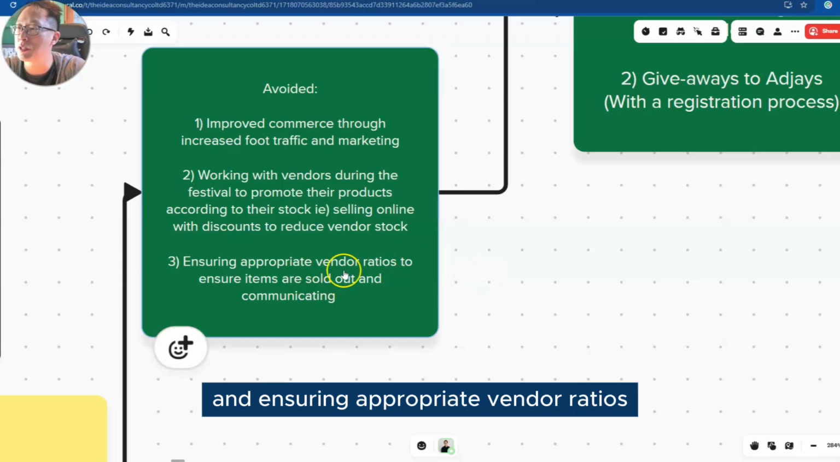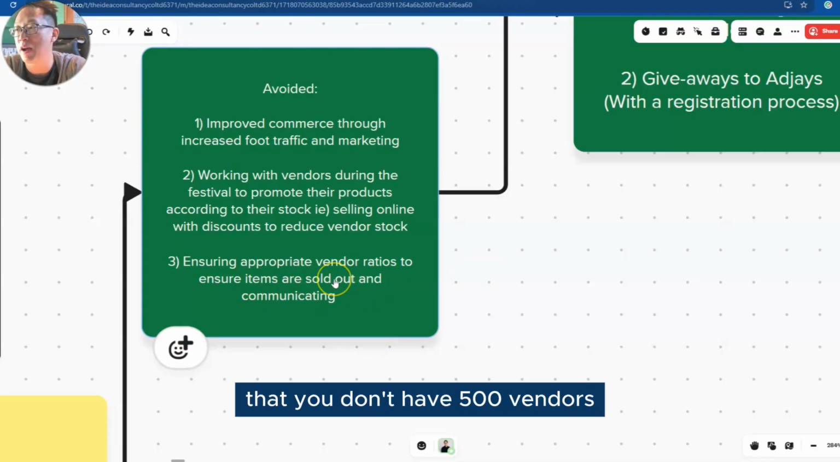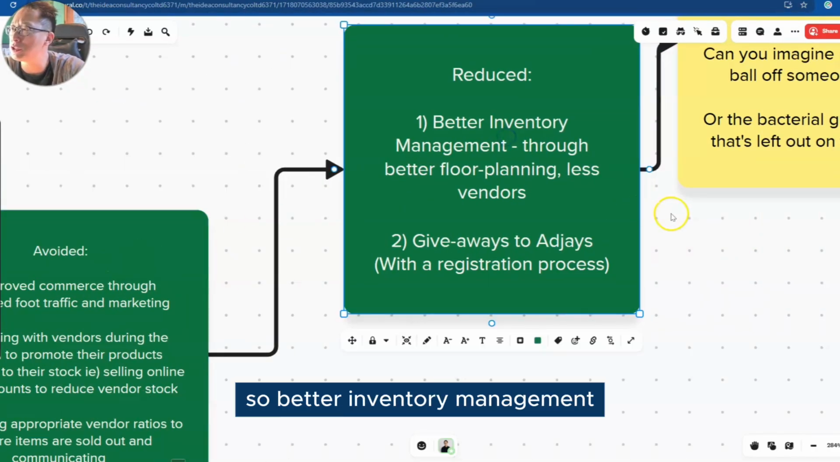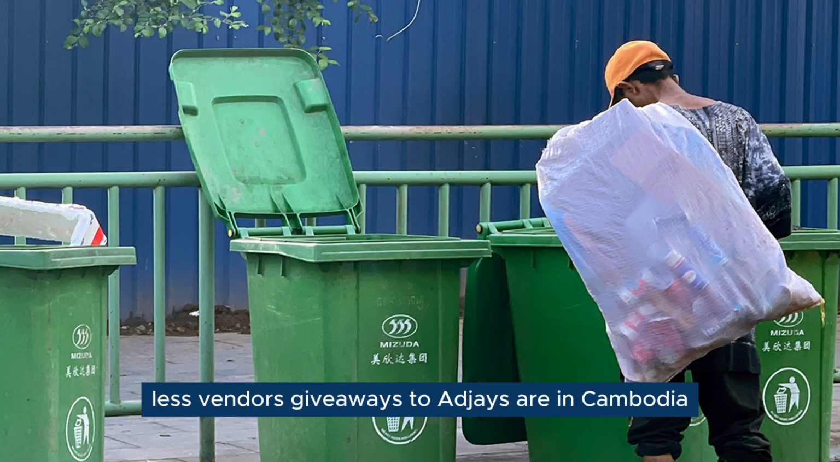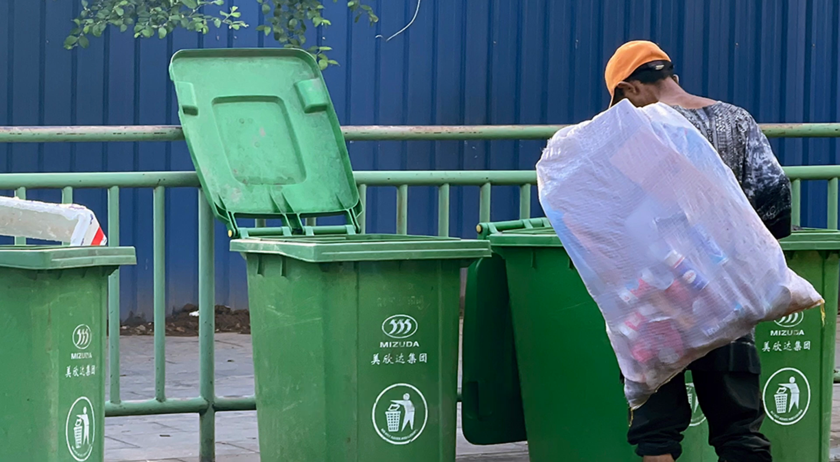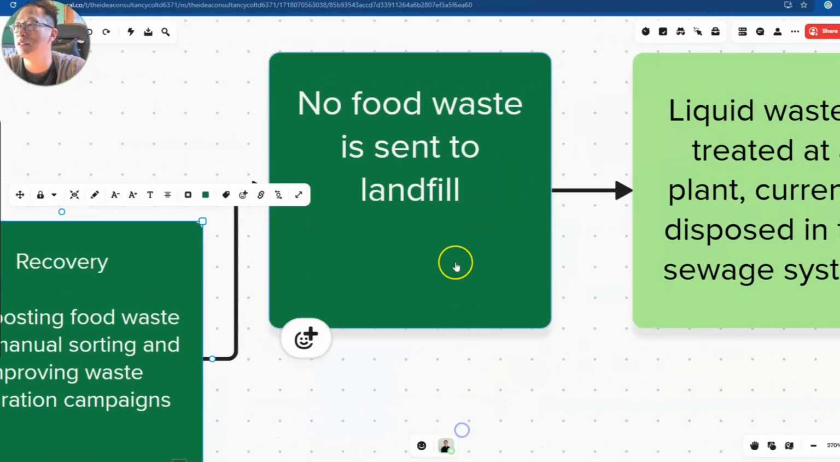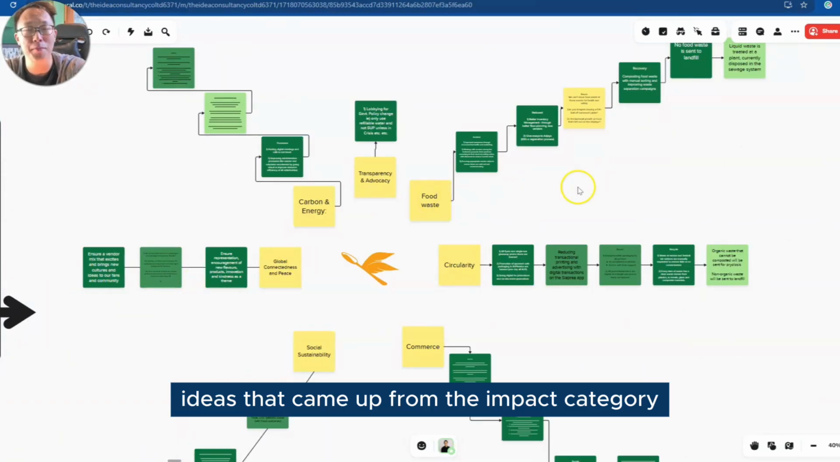And ensuring appropriate vendor ratios to ensure items are sold out, and communicating. So that you don't have 500 vendors for a 1,000-person event, for example. What they could do to reduce: better inventory management through better floor planning, fewer vendors, giveaways to Achais in Cambodia. So these are like the informal group of waste collectors or recycling people that will collect like cardboard and metal, plastic bottles, and they'll sell them. And food recovery.